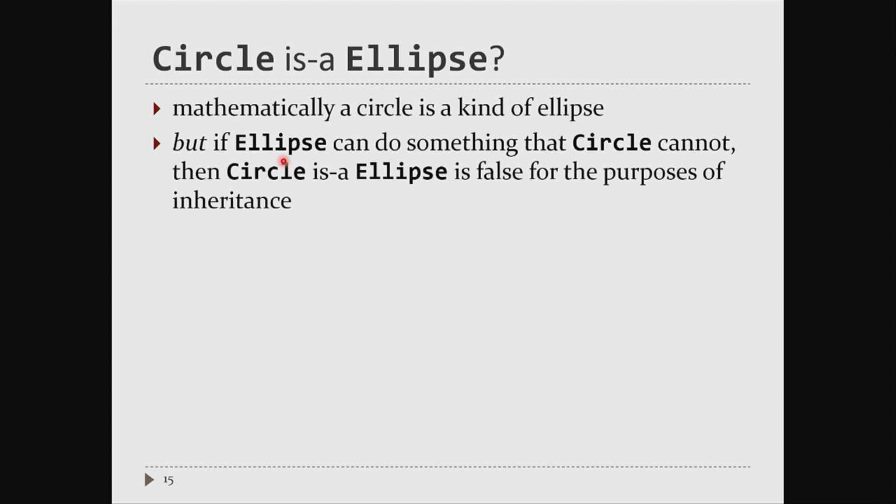Because if there is, then I can't use inheritance to model the relationship. If an ellipse can do something that a circle cannot, then a circle is not substitutable for an ellipse, because the circle can't do what the ellipse is supposed to be able to do. So even though mathematically a circle is an ellipse, programmatically, you probably should not model it that way. Even though a circle is an ellipse, in your inheritance hierarchy, that may not be the case.